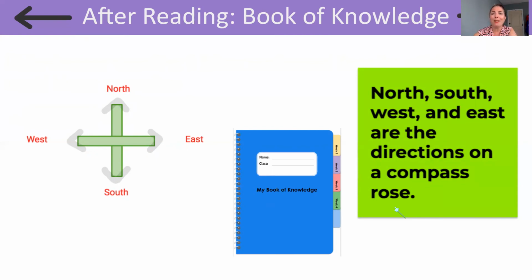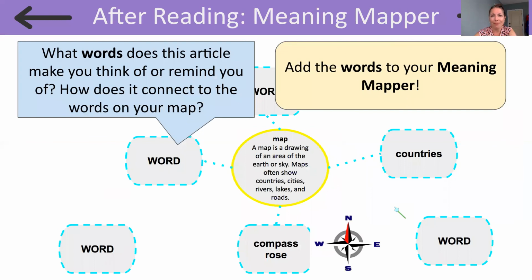So readers, you did such a great job jotting down what you learned in your book of knowledge. Now it's time to take out our meaning mapper. So our focus word map, we were able to connect to the word countries. And I also was able to connect the word compass rose, because when I think of a map, I think of a compass on that map. So pause the video now and add any other words that you can connect to your focus word or the other words on your map from this reading.